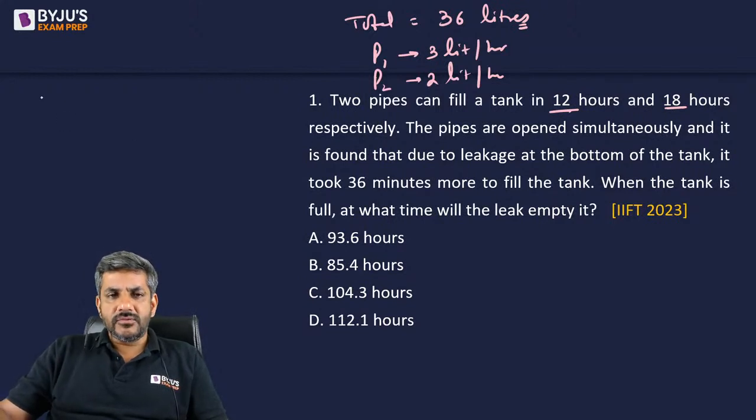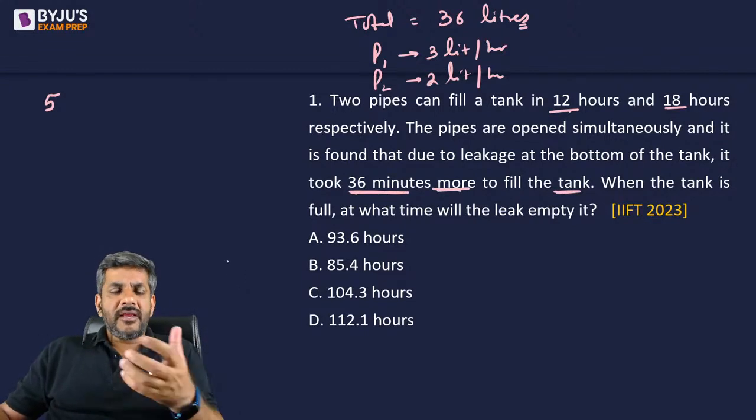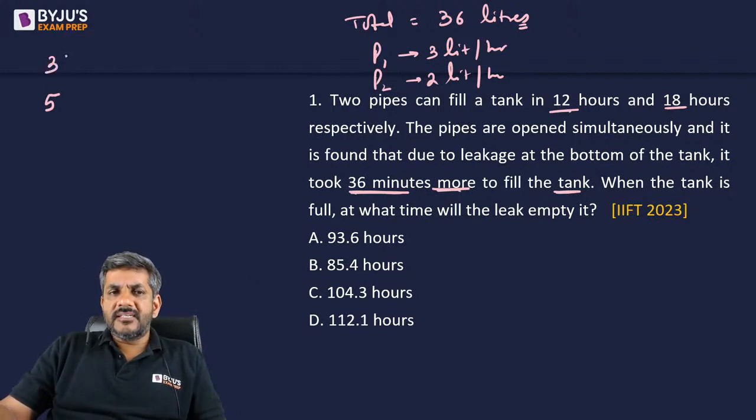So 3 plus 2, that is basically 5 if they are opened simultaneously. And it is found that due to the leakage at the bottom of the tank, it took 36 minutes more to fill the tank. Now, what is the time taken to fill the tank if both the pipes are working together? Capacity of the tank is 36.